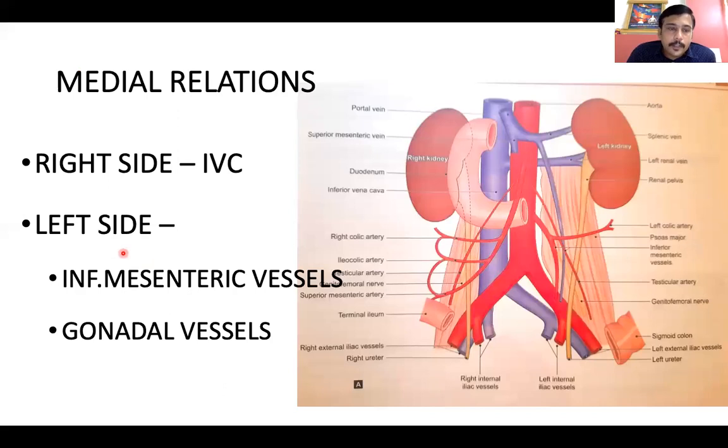For the left ureter, we have the inferior mesenteric vein as well as artery. So you can see the inferior mesenteric artery here and inferior mesenteric vein. The inferior mesenteric vein here is draining to the splenic vein and joins with the superior mesenteric vein to form the portal vein. And the gonadal vessels, okay, left gonadal vessels. Left testicular artery as well as left ovarian artery, and left testicular vein as well as the ovarian.